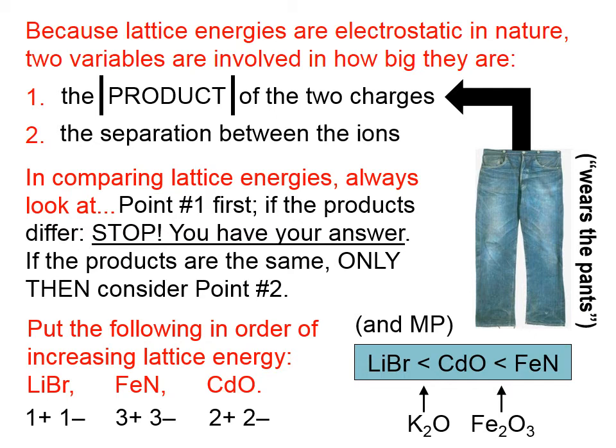Well, the charge on these iron ions is 3 plus, and the charge on each of these oxides is 2 minus, so 3 times 2 would be 6, which lies somewhere in between 4 and 9. Now let's put these in order of increasing lattice energy. So let's look at the charges. The first one, magnesium is 2 plus, sulfide is 2 minus. The next one consists of magnesium 2 plus, and each of the chloride ions is 1 minus. And then the last one, magnesium is 2 plus, oxide is 2 minus.